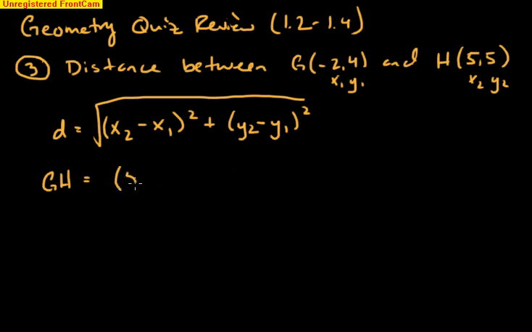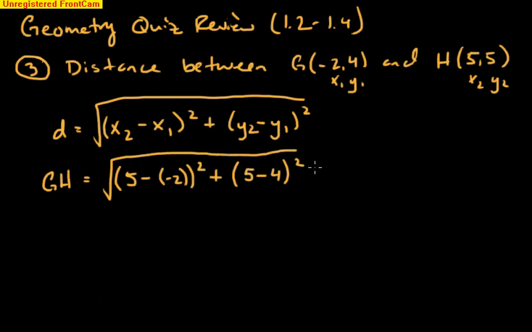So we fill in our numbers. x2 is 5, x1 is -2, so I'll do minus a -2. Notice I give -2 its own little parenthesis. Plus, go back to y2, which is 5 minus 4 squared, and that's all inside its own parenthesis. So we'll simplify this. This becomes plus plus, and we get 5 plus 2, which is 7, and 7 squared is 49. Plus, 5 minus 4 is 1, and 1 squared is 1, and that's still inside a square root.